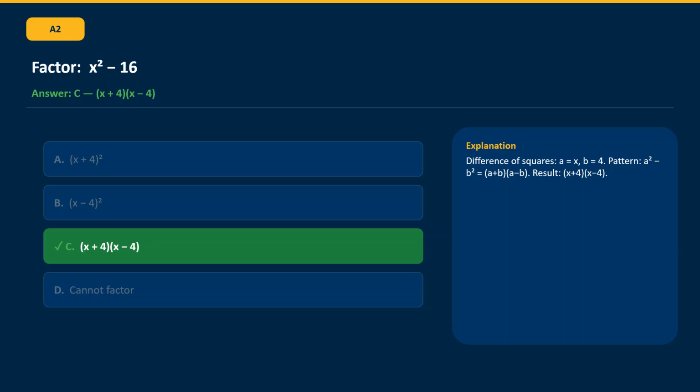X squared is a perfect square. 16 is 4 squared, and they are separated by a minus sign. Apply the pattern a squared minus b squared equals a plus b times a minus b. Choice A. X minus 4 quantity squared would expand to x squared minus 8x plus 16, not x squared minus 16.